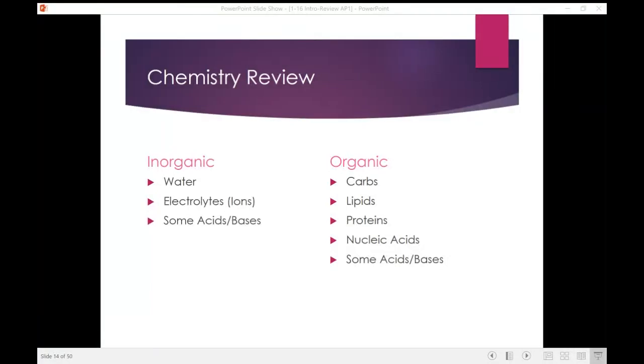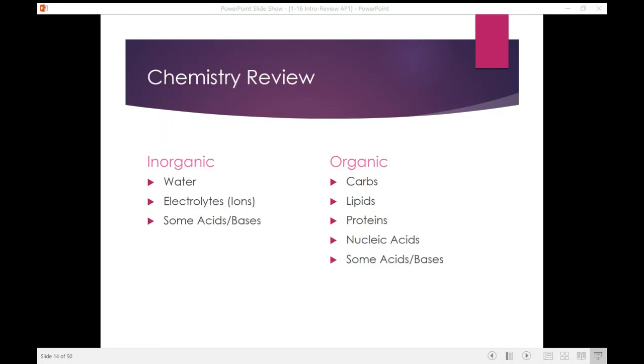Okay, so let's just keep going with our chemistry review. Remember that we have inorganic and organic molecules. Organic molecules are going to contain carbon and hydrogen, and those are the ones that we're going to see the most often when we eat our food. So carbohydrates, lipids, proteins, nucleic acids, and then some are going to be our acids and bases. And then on the inorganic side, we have water and electrolytes.